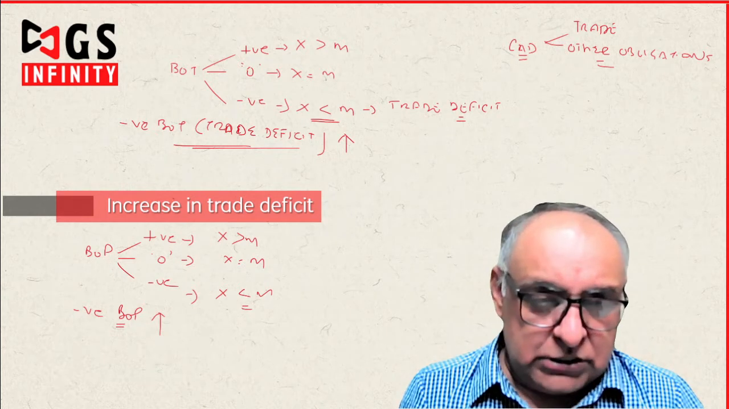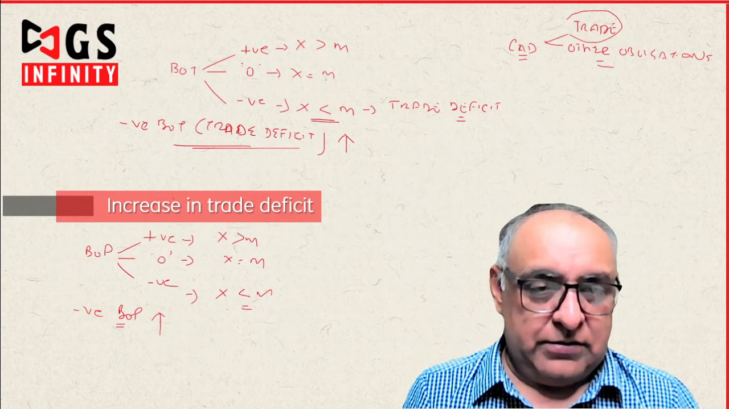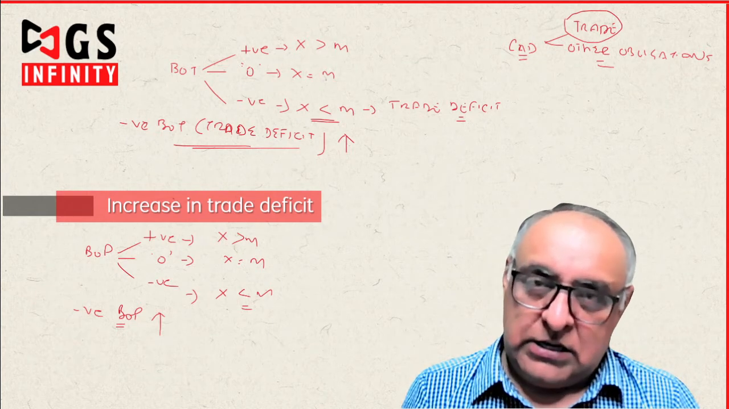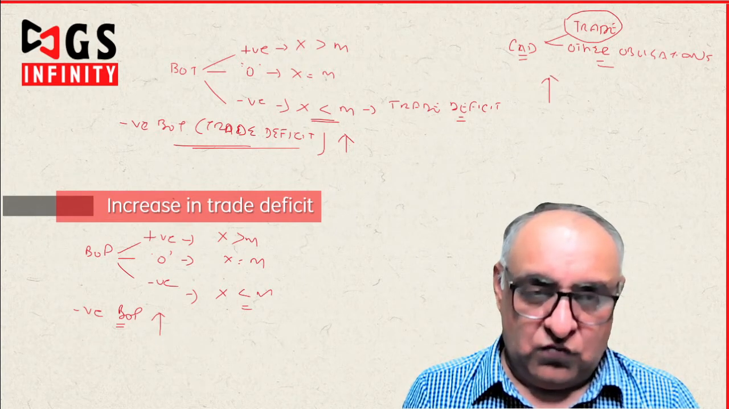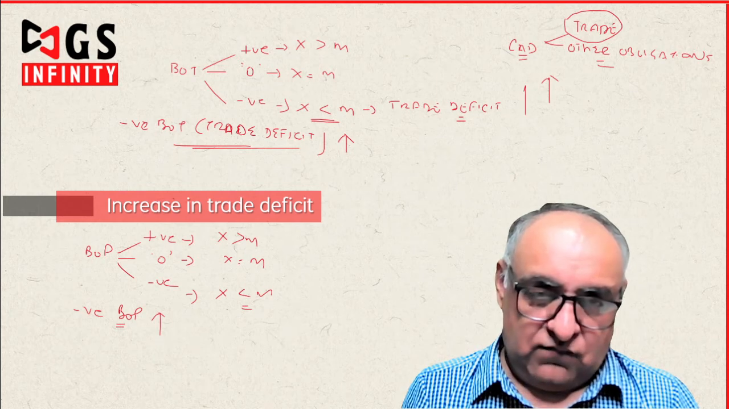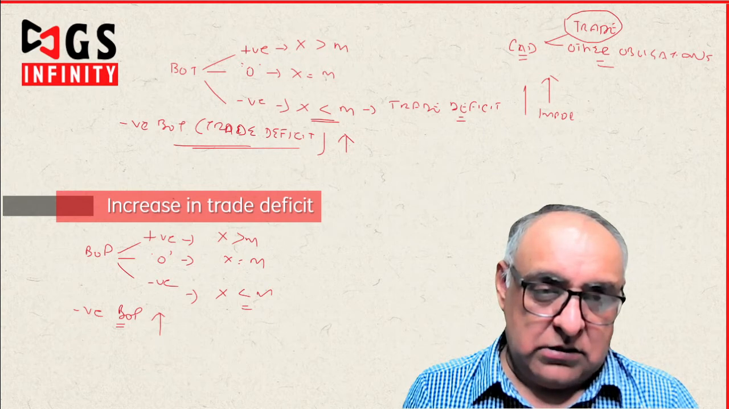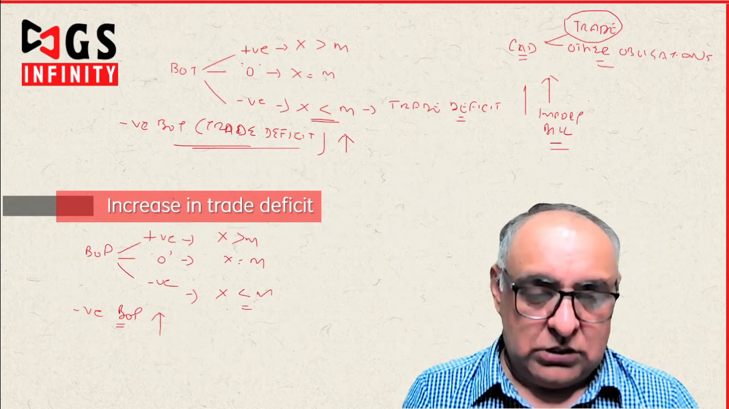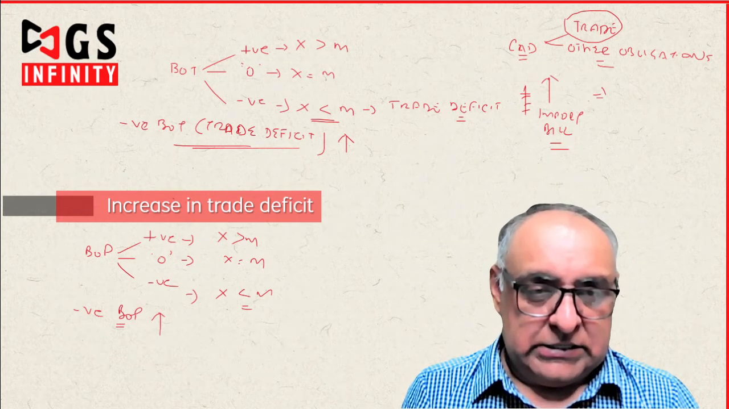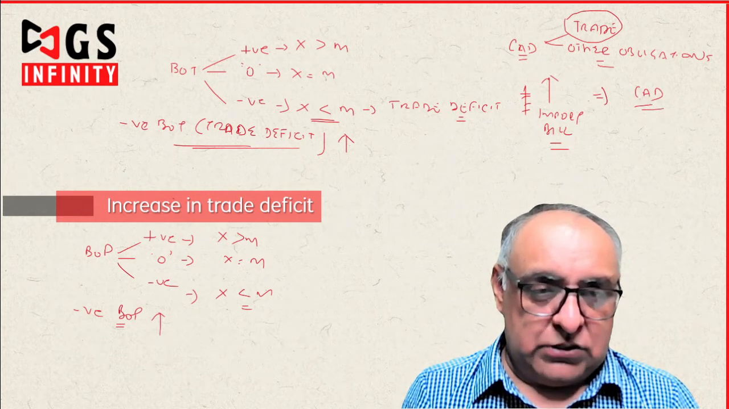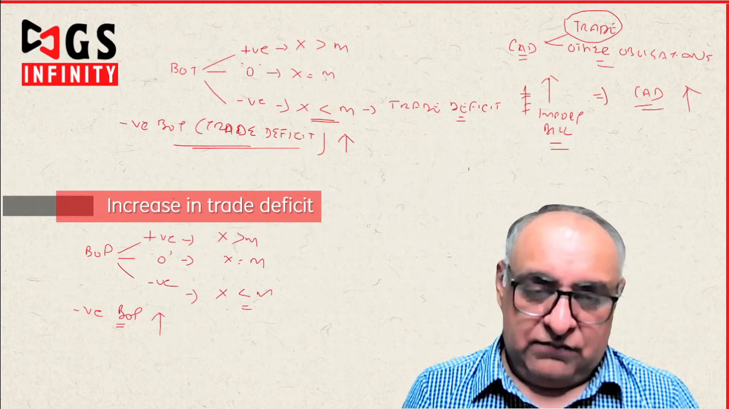The major component in the current account is also that of trade. Because we are mainly an importing country, the import bill would increase in that case. So if the import bill increases, then the current account deficit is expected to increase further.